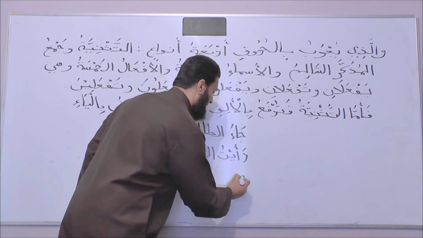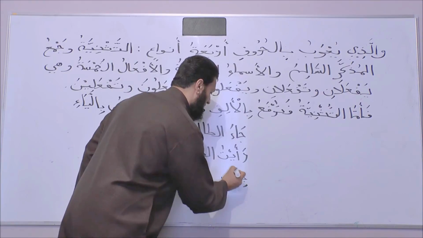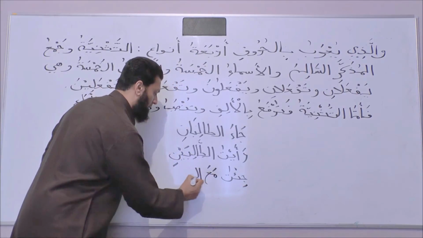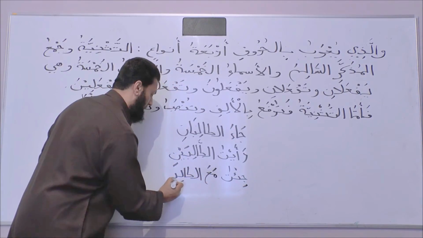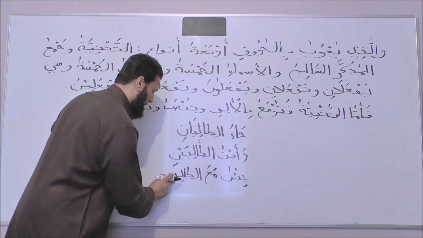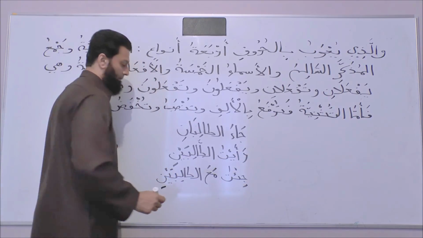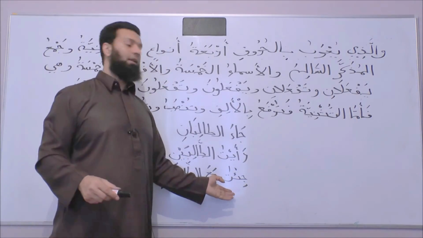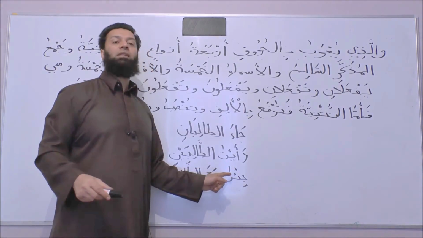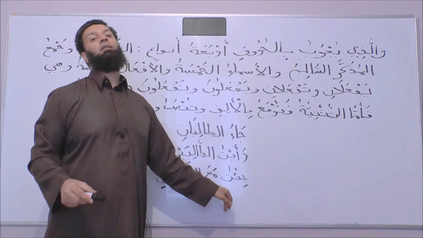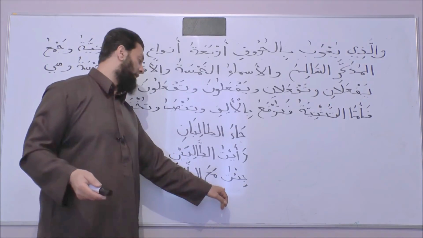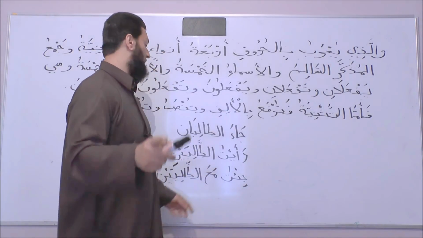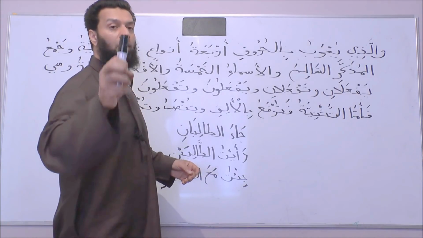جئت مع الطالبين. حسنا. جئت. We've already done the إعراب of this. It is فعل ماض مبني على السكون لاتصاله بتاء الفاعل, and some say المتحركة, والتاء ضمير متصل مبني على الضم في محل رفع فاعل.